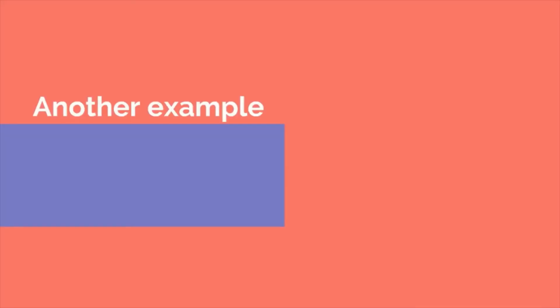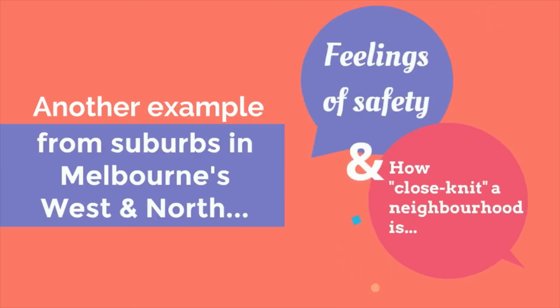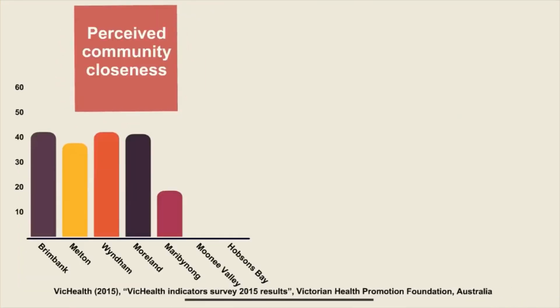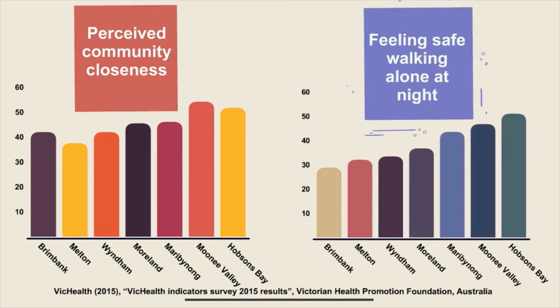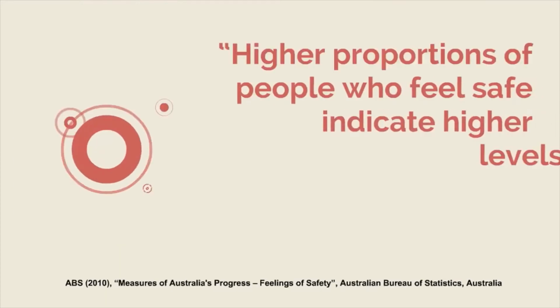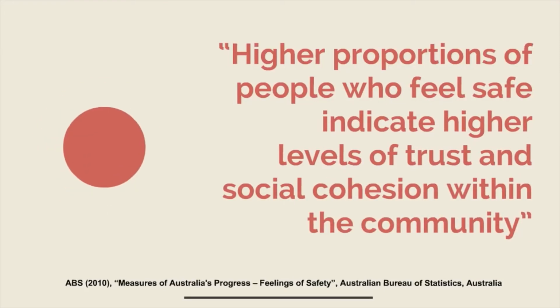Another, comparing feelings of safety with how close-knit or socially inclusive the community is. With these civic health indicators, you can see how areas with higher perceptions of community closeness generally have more people who feel safe when walking alone at night. In other words, higher proportions of people who feel safe indicate higher levels of trust and social cohesion within the community.